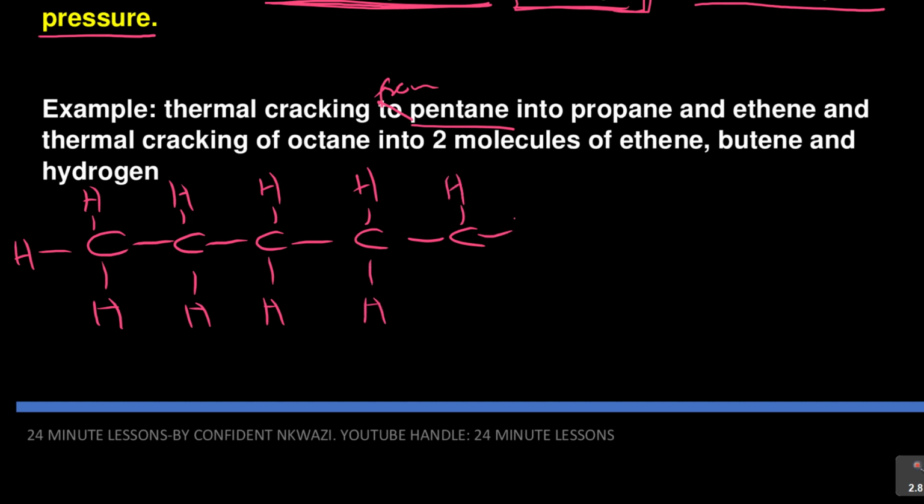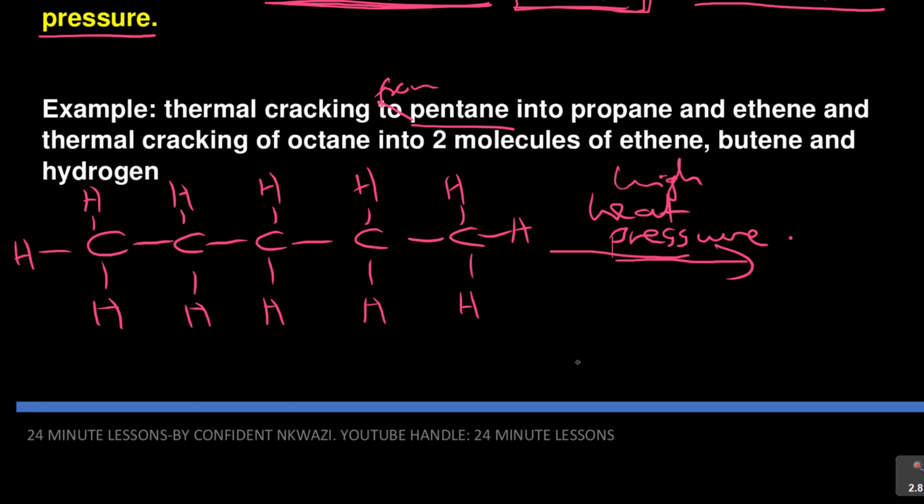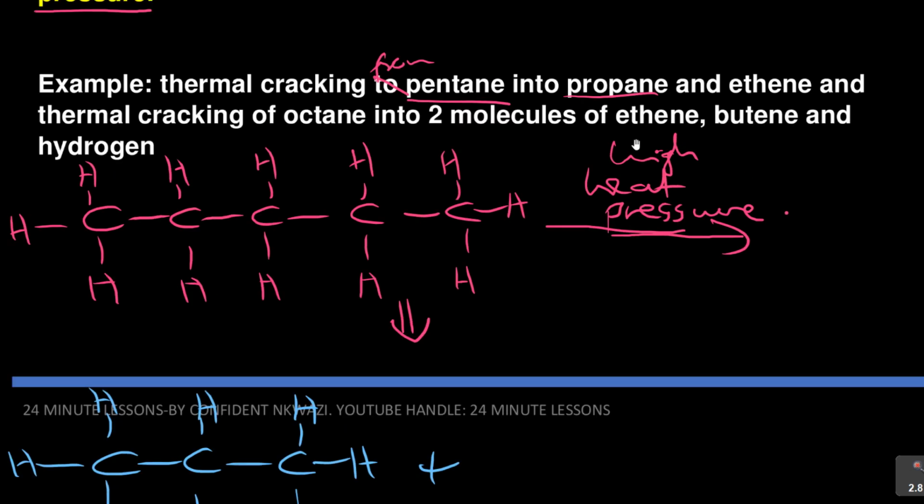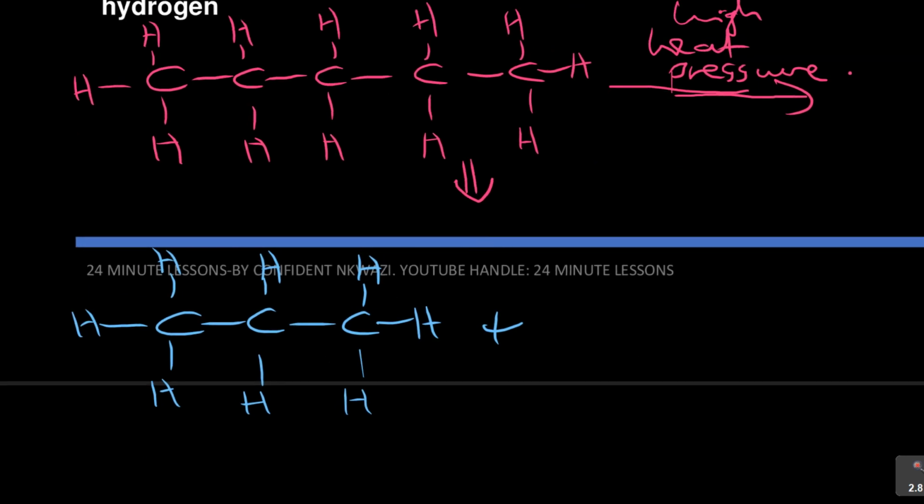Are you seeing this? It's long chain. Then here you are saying, what do you have? You have heat and pressure, very high heat and pressure. So what are you going to have? They're saying you get propane. So let's look at that. Now, if you're going to get propane, because you have to balance the equation, propane is 1, 2, 3. I hope this is going to be clear, because of the writing. So propane is that plus, and what else do you want? You want ethene. Then we're going to look at the balanced equation there.